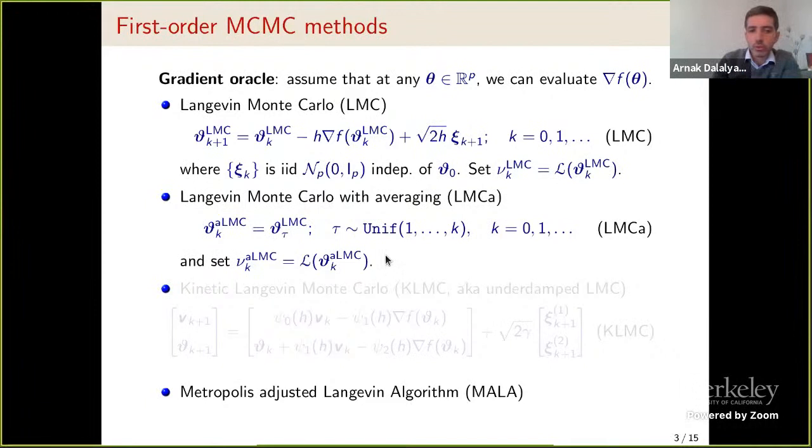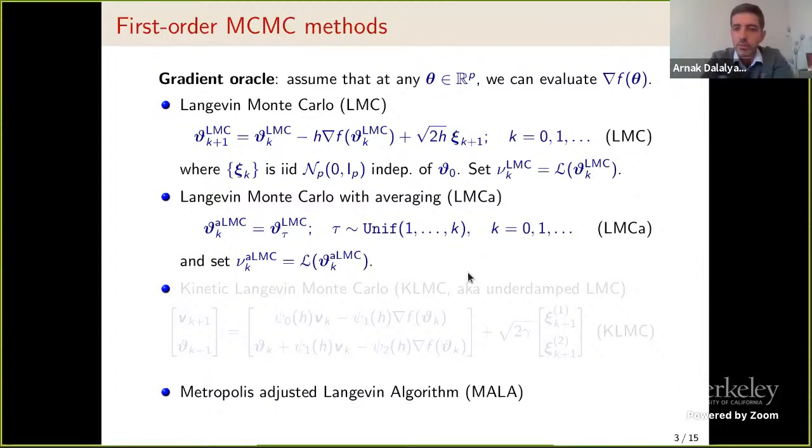So why do we call this algorithm averaging or average Langevin Monte Carlo? It's simply because if you look at the distribution of theta k of the averaged LMC, you can see that it's equal to the arithmetic mean of nu1, nu2 up to nu k, where nu k is the distribution of the original LMC.